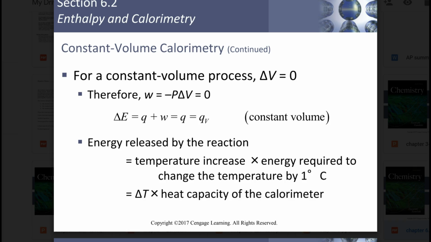Is the specific heat of water 4.18, or is it molar heat capacity? Specific heat of water. Is molar heat capacity the same thing? Molar heat capacity is per mole. But it's 4.18 joules per gram degree Celsius. That's why it's specific heat. You can convert it to the molar.